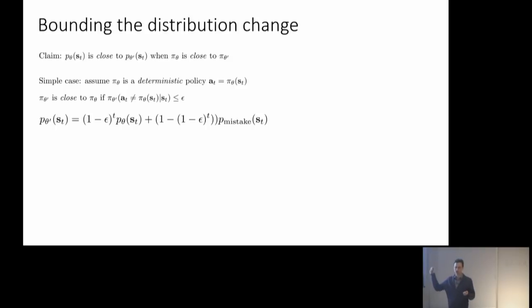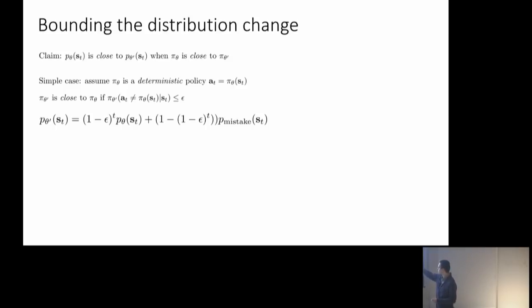Every step you have an epsilon probability of making a mistake, which means you have a 1 minus epsilon probability of not making a mistake. So the probability that you did not make mistakes for t steps in a row is 1 minus epsilon to the power t, which is what we have here. That's the probability that you just match the policy perfectly, which means you'll have the same exact state distribution. And with 1 minus that, you have some other state distribution. We don't know what it is, but we call it p mistake because this is the state distribution you get if you make one or more mistakes, where a mistake means you didn't match pi theta.